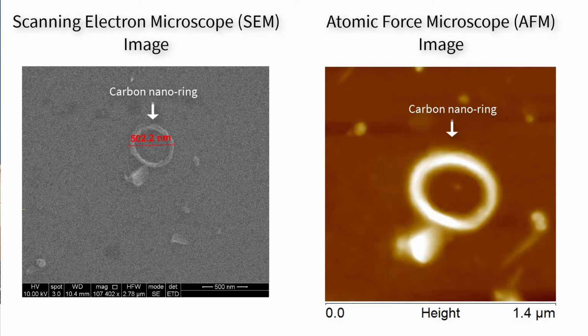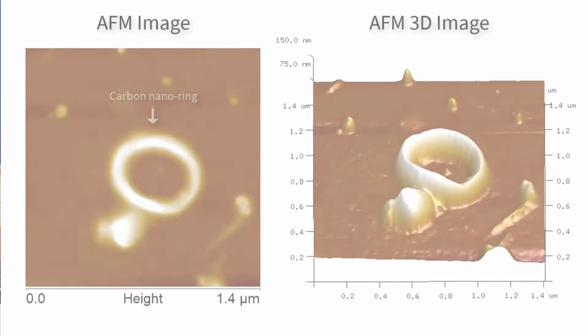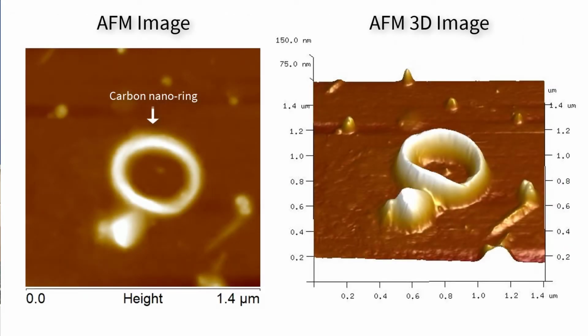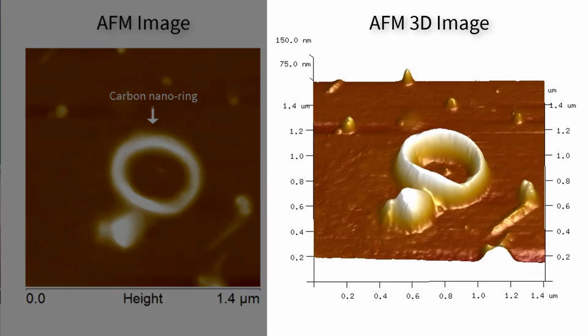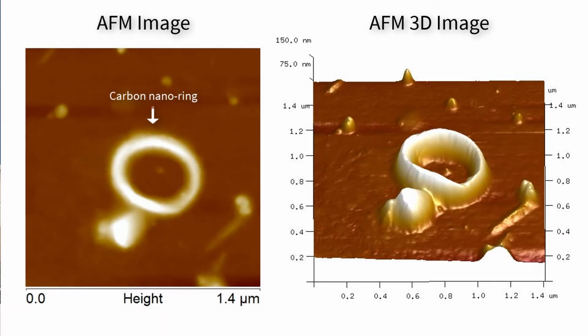SEM can survey areas much larger and faster than AFM can, but produces flat two-dimensional images, while AFM has the advantage of producing images that are three-dimensional, as can be seen in the image on the right, where the carbon nanoring has been tilted slightly. This means AFM can measure the lateral dimensions as well as the height of nanostructures.